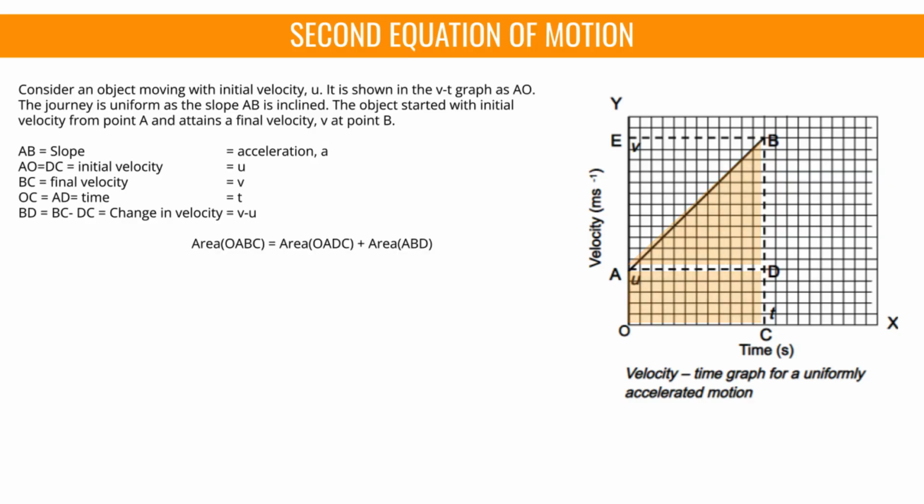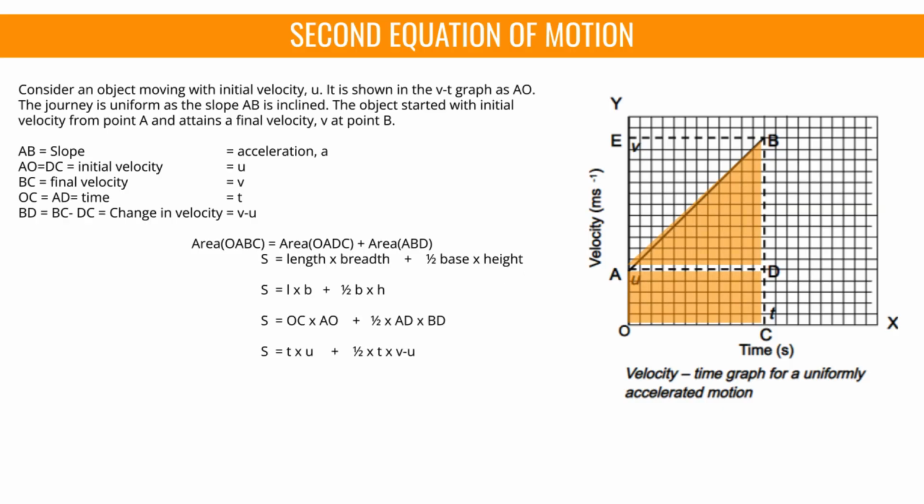So total distance OABC equals area of rectangle OADC plus area of triangle ABD. Substitute the formula of rectangle and triangle. Area of rectangle is length multiplied by breadth. Area of right angle triangle is half multiplied by base multiplied by height. Now, use annotations using the graph. Length of rectangle is OC, breadth of rectangle is AO. Base of triangle is AD. Height of triangle is BD.